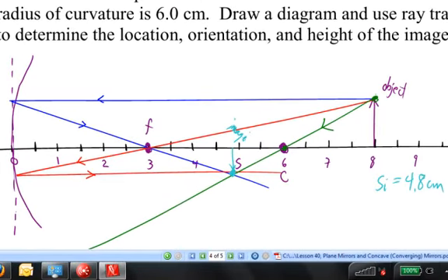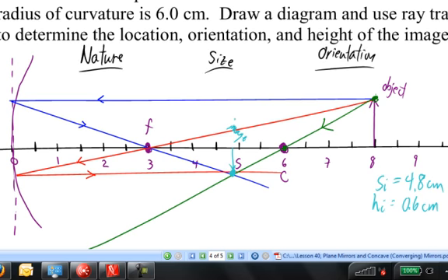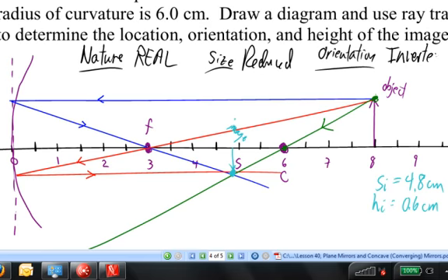If you measure the height of the image, you see that it is just above 0.5 centimeters tall. And in fact, analytically, you get that the height of the image is 0.6 centimeters. Now let's classify this image according to its nature, its size, and its orientation. Because this image is formed by the reflected rays that actually do come together, these reflected rays converge, so this is a real image. Because the image is shorter than the object is, the size of this image is reduced. And because the image arrow points the opposite direction from the object arrow, the orientation of this image is inverted.